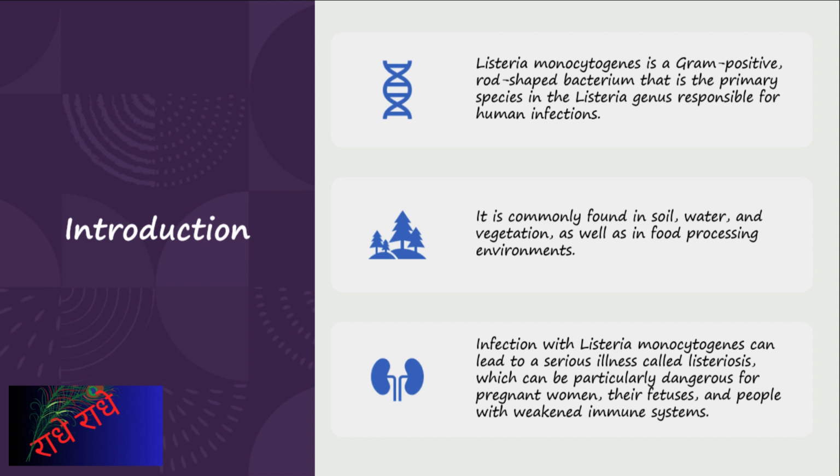It is commonly found in soil, water, vegetation, and food processing environments, and those with weakened immune systems, such as pregnant women and their fetuses, are at an especially high risk. To prevent illnesses caused by this pathogen, practice appropriate prevention methods.